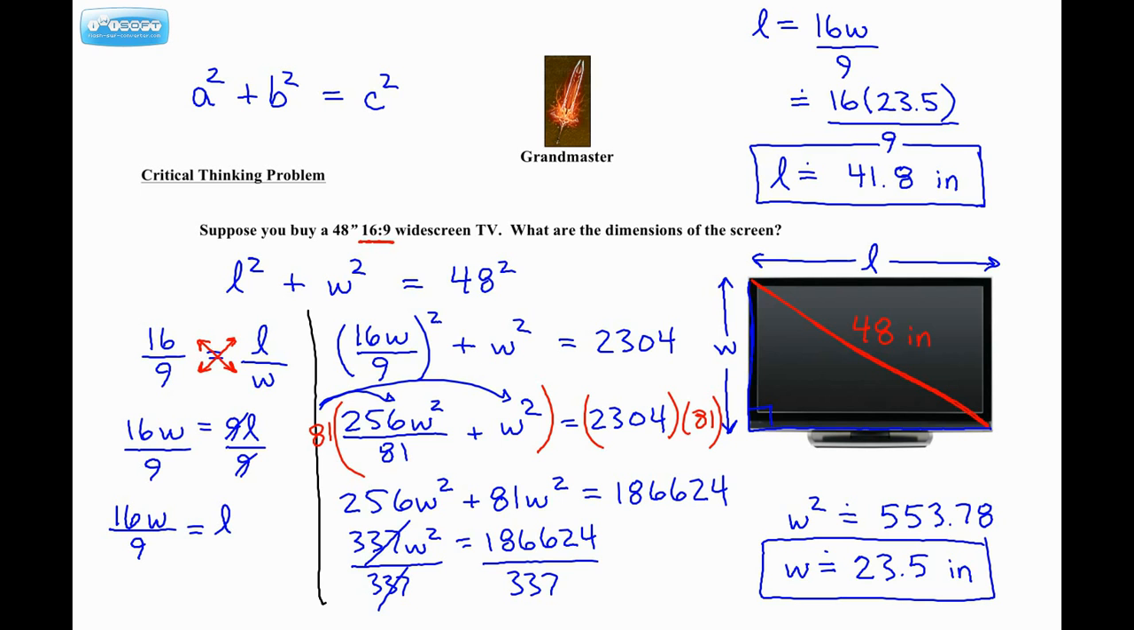So the dimensions of the TV are, it has a length of 41.8 inches and a width of 23.5 inches. If you apply the Pythagorean theorem to these two numbers and you solve for the hypotenuse, it should give you 48. And these two numbers satisfy a 16:9 ratio. So those are the dimensions of the TV.